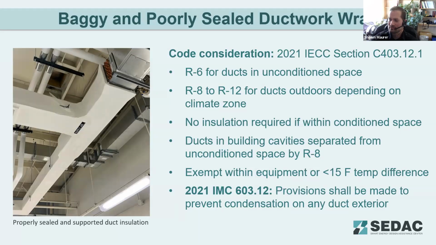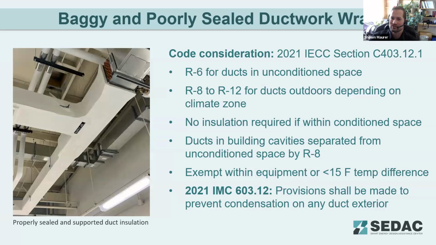There is an exemption in the energy code if the airflow within that equipment and duct system is less than 15 degrees from ambient temperatures, there's not going to be a significant amount of heat exchange. No insulation is required then. The 2021 International Mechanical Code, section 603.12, states that provisions shall be made to prevent condensation on any exterior duct.